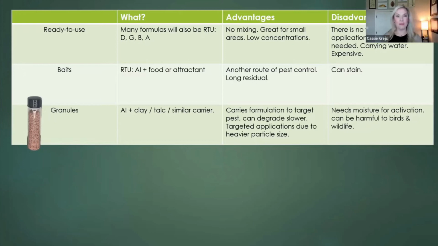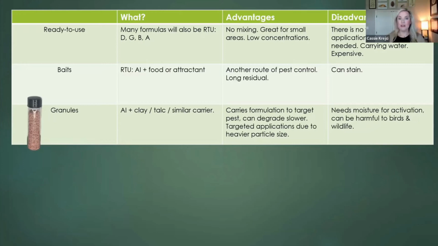But one of the disadvantages about baits is that they can stain. Alternatively, granules are active ingredients that are coated on the outside of a clay or a talc heavy carrier. And this will carry the active ingredient to the target pest. It can protect the active ingredient from degradation because it'll degrade slower. And you can really target applications in small areas with granules if needed.